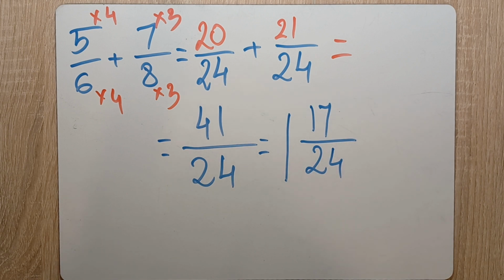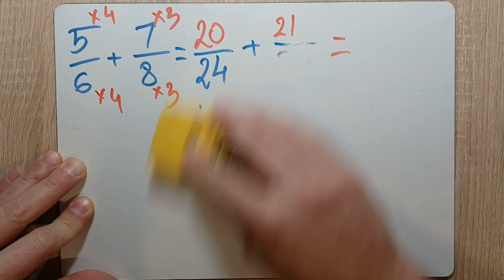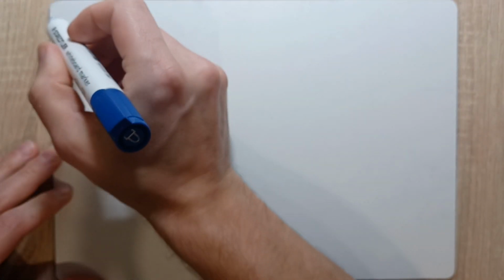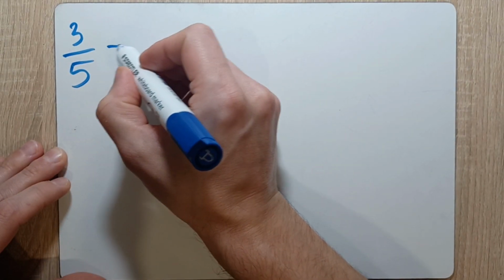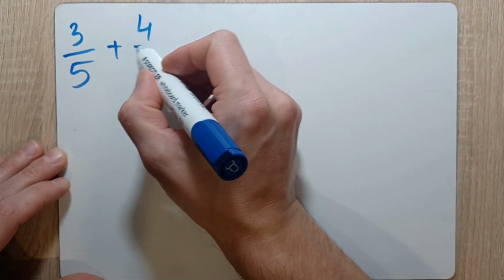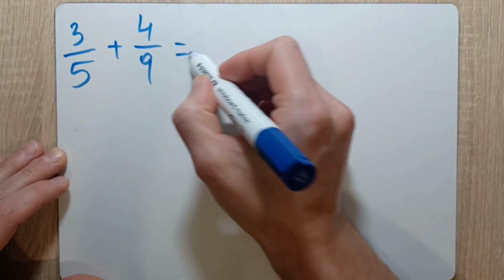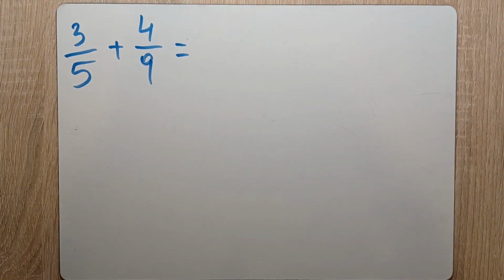Okay, now it's your turn. As usual, I want to give you an example to have a go independently. So 3/5 plus 4/9. You can pause the video here, try to do it independently, and then compare your method and your answer with mine. Have a go. Okay.